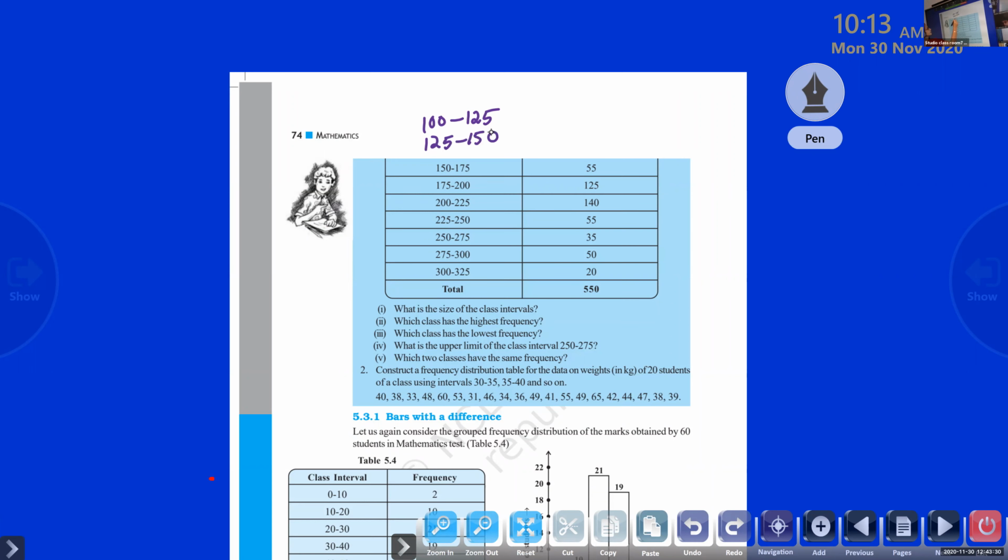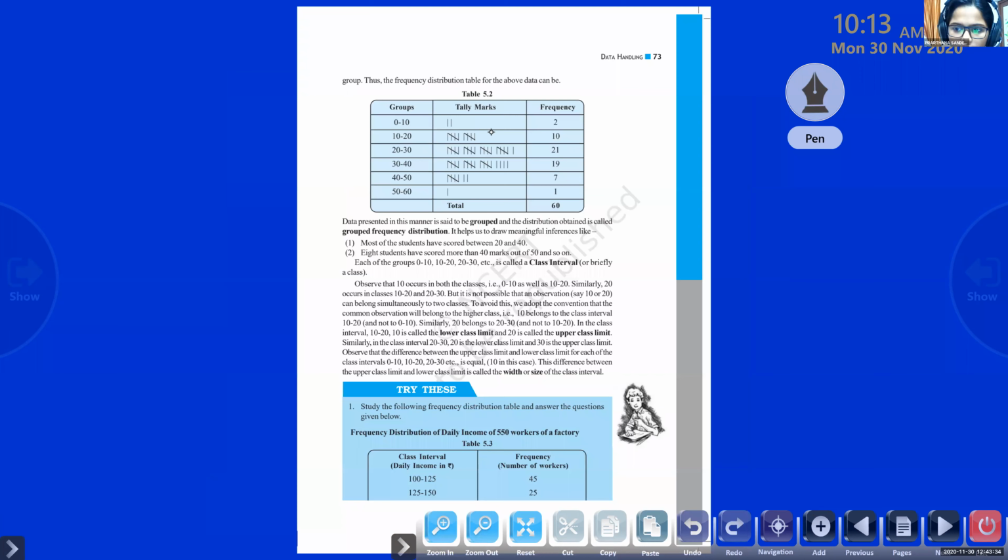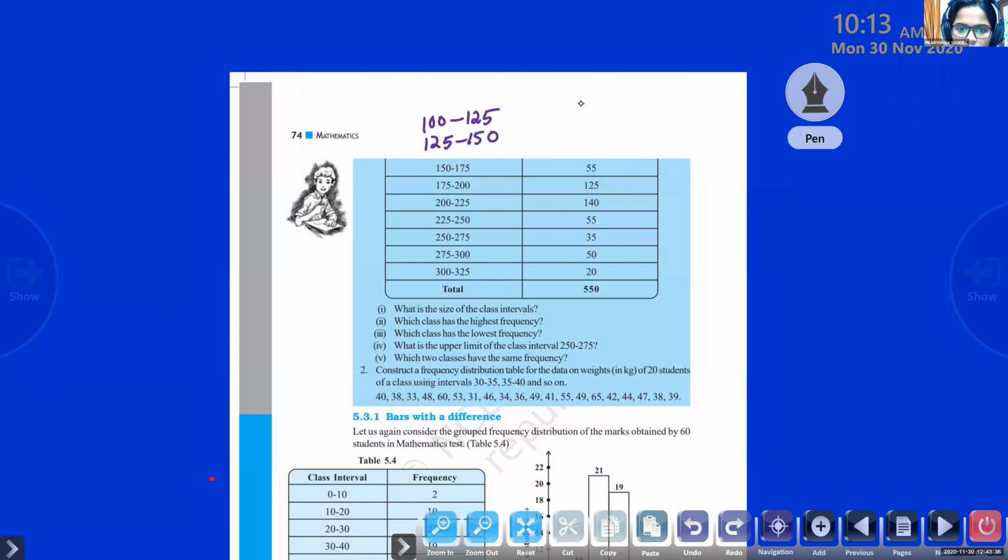100 to 125, 125 to 150 I will write, and its frequencies are 45 and 25. Now you have some questions here. You have to answer that. No need to write. What is the size of the class intervals?